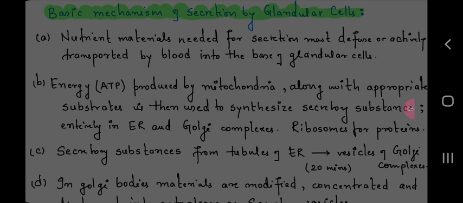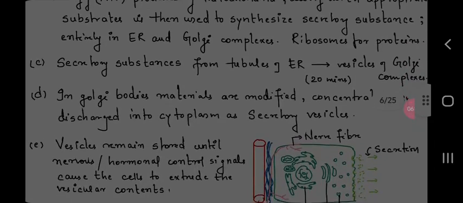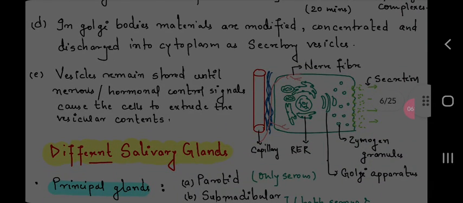Secretory substances pass from tubules of the endoplasmic reticulum to vesicles of Golgi complexes. In Golgi bodies, material is modified, concentrated, and discharged into the cytoplasm as secretory vesicles. Vesicles remain stored until nervous or hormonal control signals cause the cell to extrude the vesicular contents.